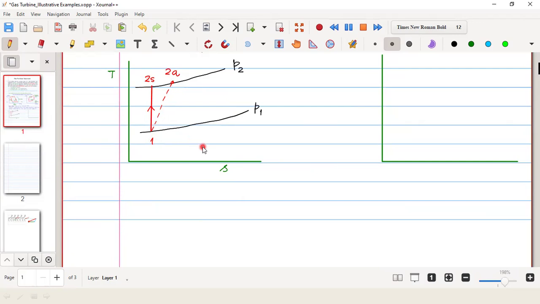If it is not isentropic, what is the meaning of isentropic process? In thermodynamics, isentropic is basically a combination of reversible and adiabatic process. So isentropic means basically reversible and adiabatic.